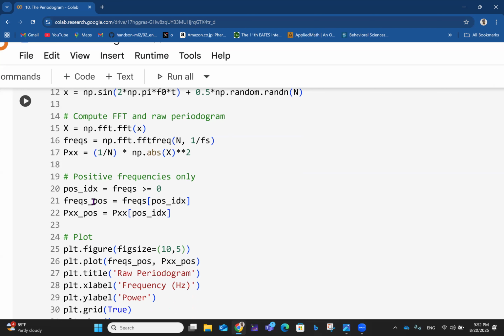So we have pos_idx equals frequencies greater than 0. We only take frequencies greater than 0. Make sure they are greater than 0. Then we have frequency_pos, frequencies greater than 0 like that. Then we have pxs over pos_idx, and that is the periodogram of positive frequencies alone.